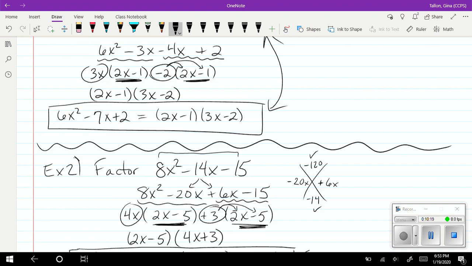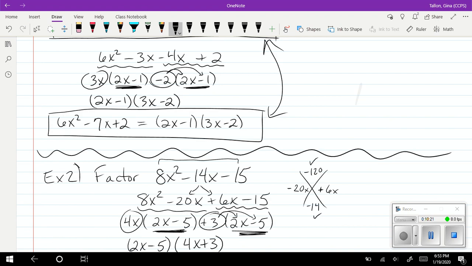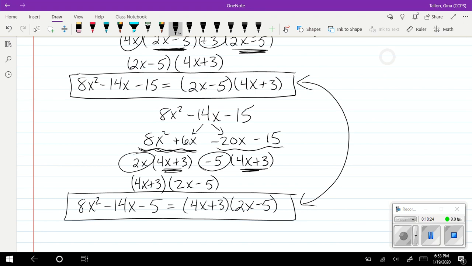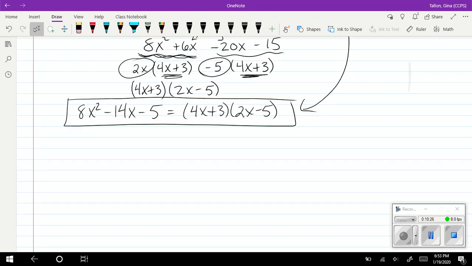Okay, I hope this helps you. You had a couple of examples for factoring quadratics using your AC method, and we are done.